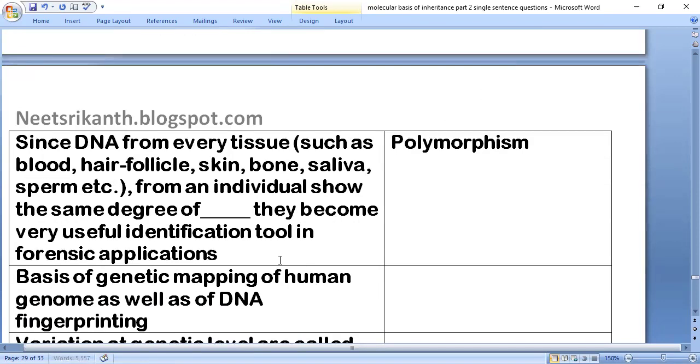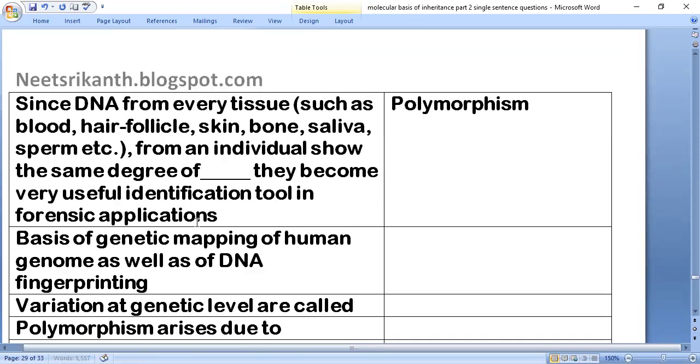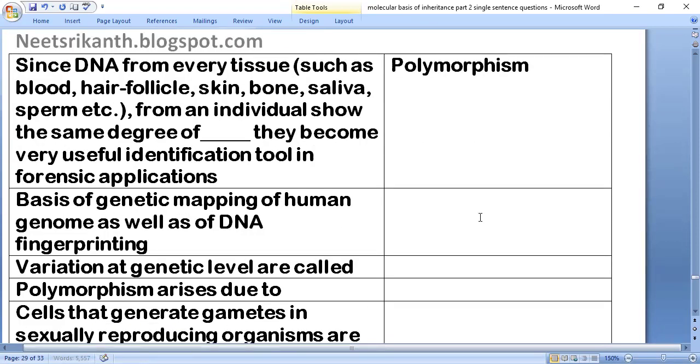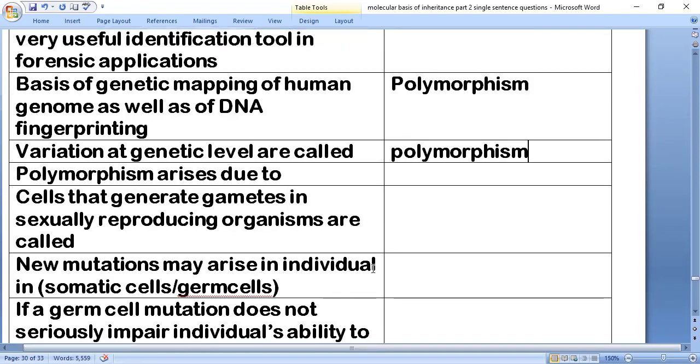They become a very useful identification tool in forensic applications. The basis of genetic mapping of the human genome, as well as DNA fingerprinting, is polymorphism. Variations at the genetic level are called polymorphism. We call them polymorphs.